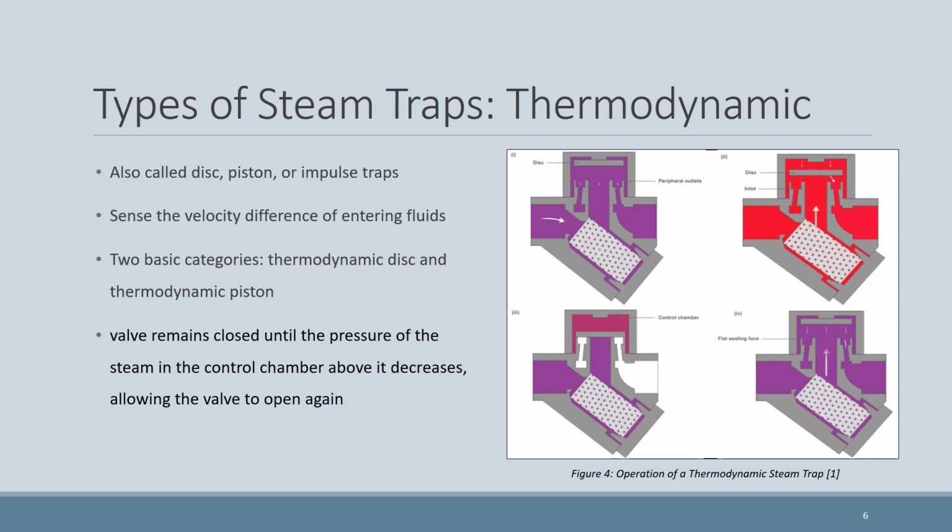Figure 4 details the process of a thermodynamic trap below, where it involves cool, purple area, medium temperature, burgundy, and hot, red area, condensate. When water from condensation enters the trap, it moves slowly compared to steam and is released freely. When fast-moving flash or live steam passes under the disc, its high speed causes a pressure drop, closing the valve. The valve remains closed until the pressure of the steam in the control chamber above it decreases, allowing the valve to open again.